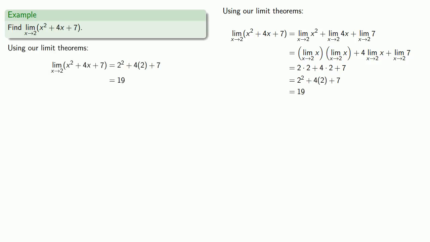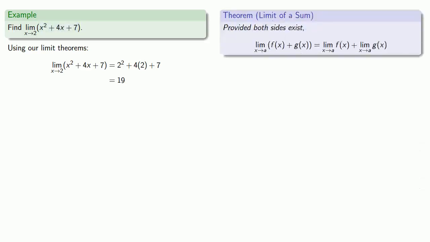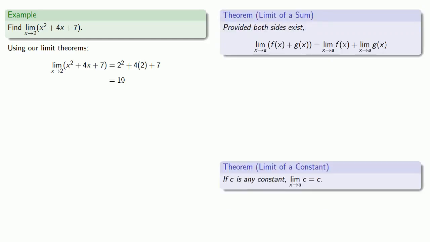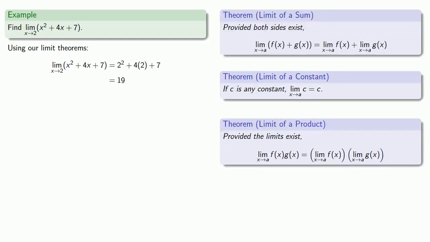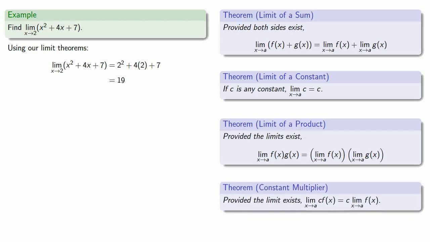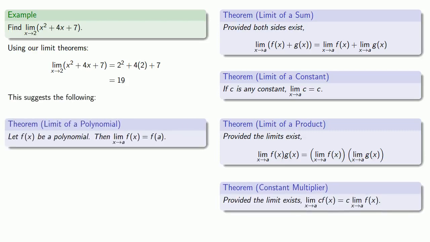While the actual value of the limit is 19, if we look closely at how we calculated it, we might see that we found 2 to the second plus 4 times 2 plus 7. And that's exactly the same thing we would have done if we just evaluated the polynomial x squared plus 4x plus 7. Since a polynomial is a sum of terms that might include constants or products of variables multiplied by constant terms, this suggests the following theorem. Let f of x be a polynomial, then the limit as x approaches a of f of x is f of a itself.